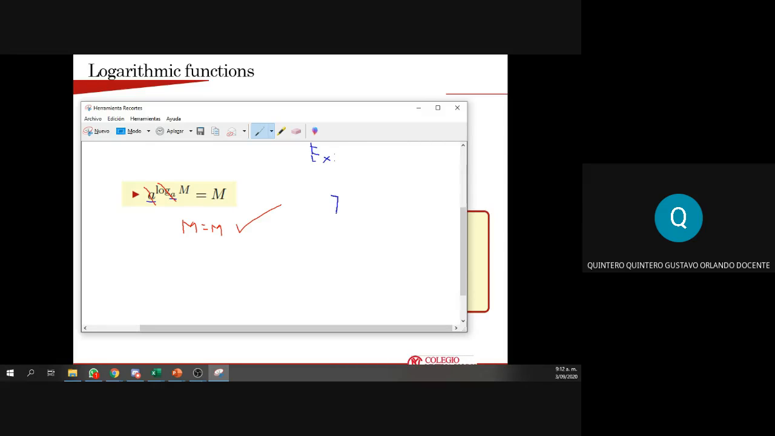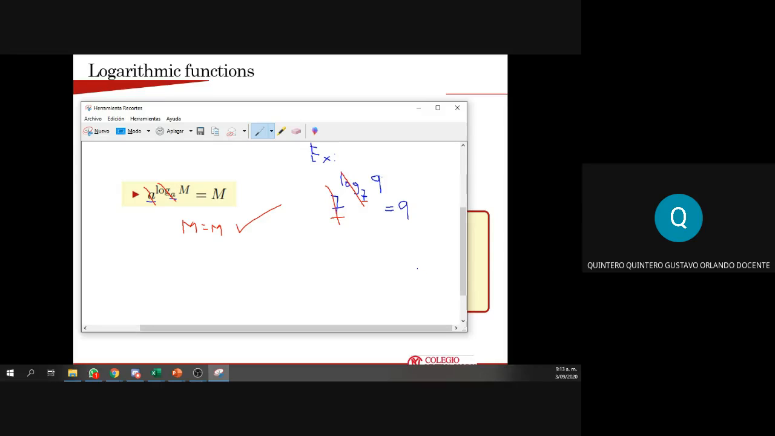How much is 7 elevated to the logarithm base 7 of 9? How much is that? Well, all right, guys, you're getting it. As we can see, we have a power, and in the exponent, we have a logarithm. And look at that, the bases are the same. So we can cancel these two, and we are left with the 9 alone. Yes, beautiful, guys. Perfect.